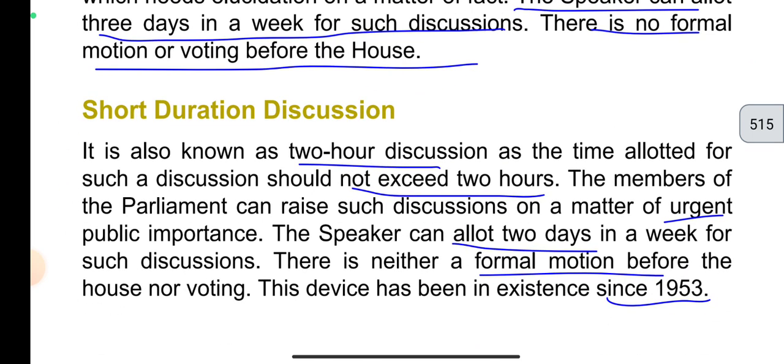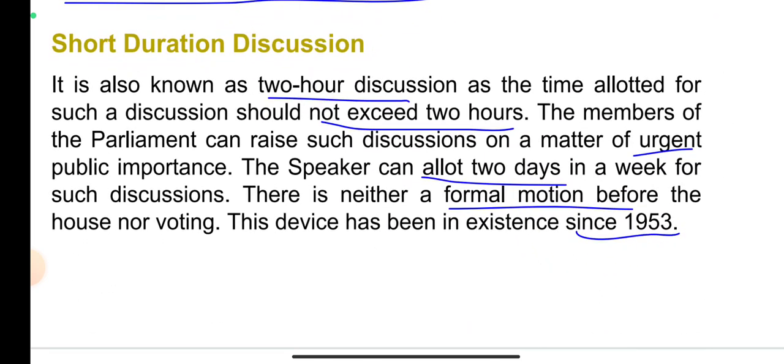Short duration discussion. It is also known as 2-hour discussion, as the time allotted for such a discussion should not exceed 2 hours. The members of the parliament can raise such discussions on a matter of urgent public importance. The speaker can allot 2 days in a week for such discussion.